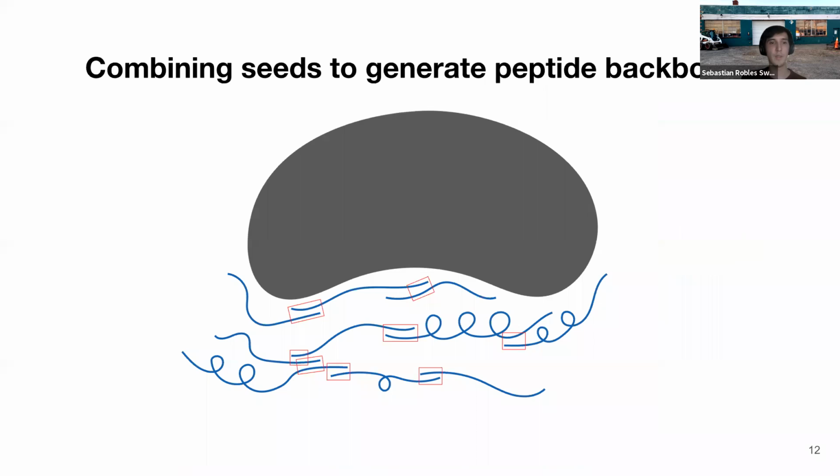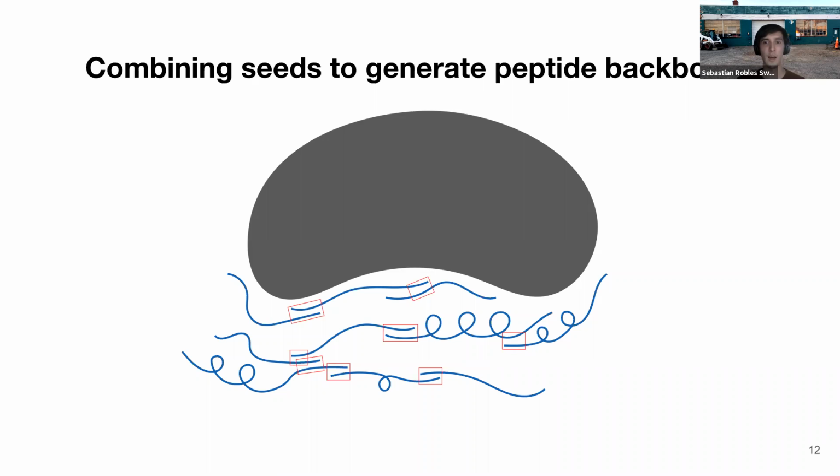So to make these useful for design, we developed this method for combining seeds. And the basic idea was to search for overlaps within the cloud of seeds. So here the red boxes just represent close overlaps. Realistically, we'd want them to overlap more closely than this. But the idea is that these are potential junctions.